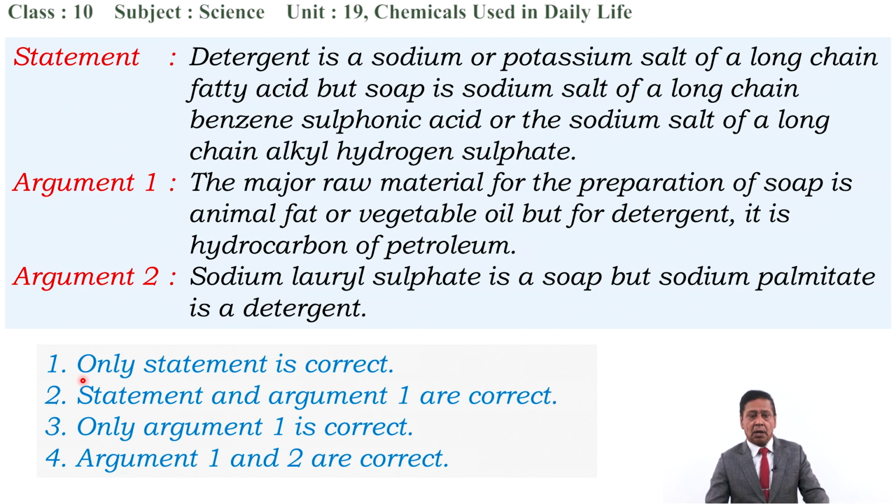We'll drop this. Okay, now option number 2, statement and argument 1 are correct. The statement is incorrect, as previously decided. That's why we don't have to go through option number 2. Let's have the third. Only argument 1 is correct. Yes, let's see. The major raw material for preparation of soap is animal fat or vegetable oil. Yes, but for detergent it is hydrocarbon of petroleum. Yes, this is also correct. Yeah, both sides, first part and second part, are correct. This argument 1 is correct. But here only argument 1 is written. That's why we have to check argument 2 also.